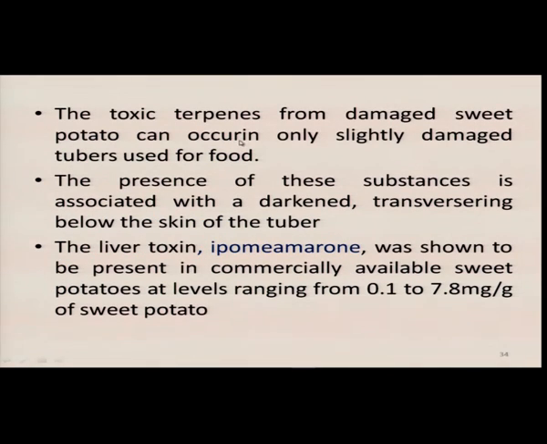The toxic terpenes can occur in only slightly damaged sweet potato tubers used for food. The presence of these substances is associated with a darkened transverse ring below the skin of the tuber, and the liver toxin present here is ipomeamarone. This was shown to be present in commercially available sweet potatoes at levels ranging from 0.1 to 7.8 milligram per gram of sweet potato, which means that the dosage will build up high. So, it is present in the food chain as well as the food web.